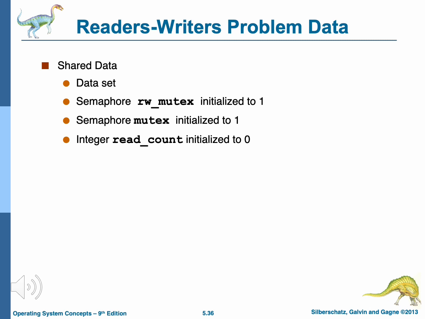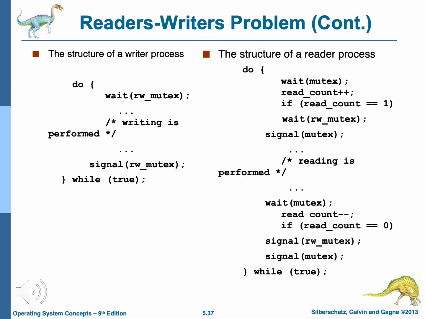The Semaphore RW mutex functions as a mutual exclusion semaphore for the writers. It is also used by the first or last reader that enters or exits the critical section. It is not used by readers who enter or exit while other readers are in their critical sections. The code for a writer process and a reader process is shown here. Note that if a writer is in the critical section and n readers are waiting, then one reader is queued on RW mutex and n-1 readers are queued on mutex.